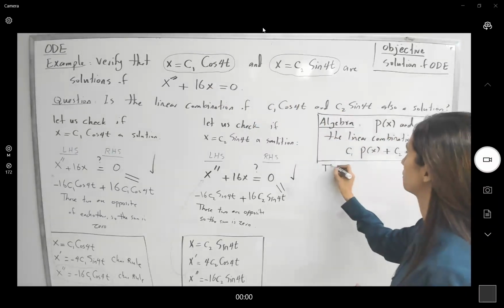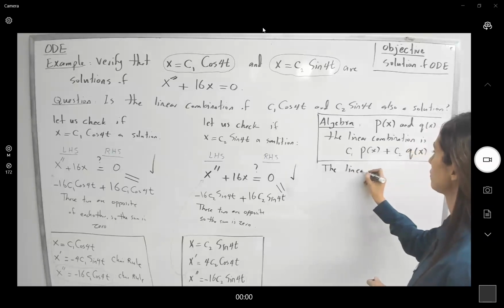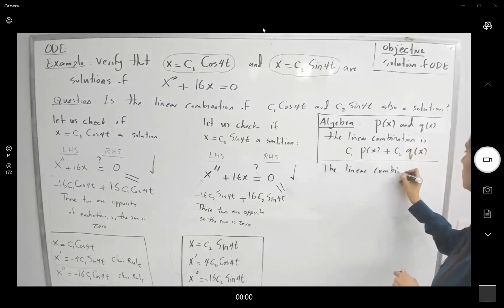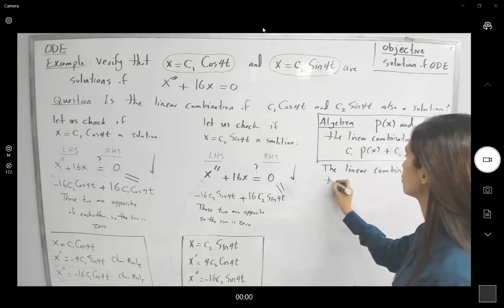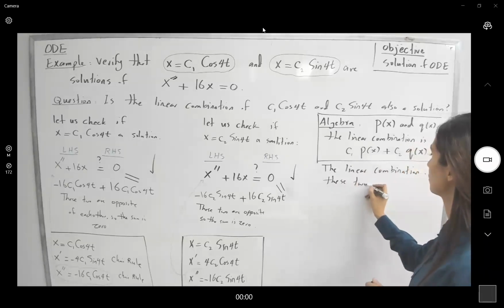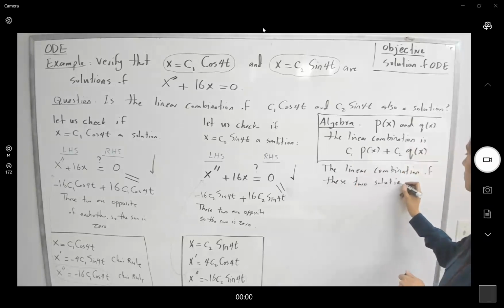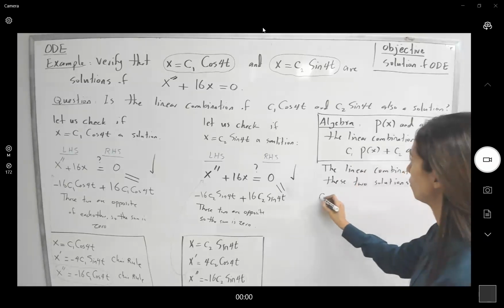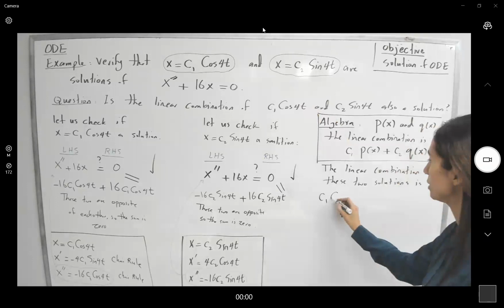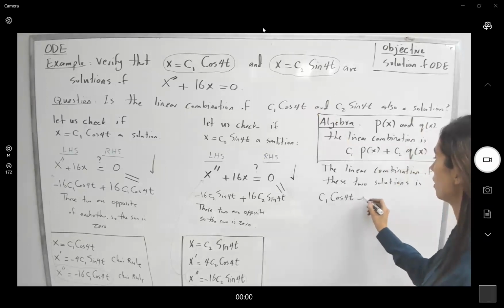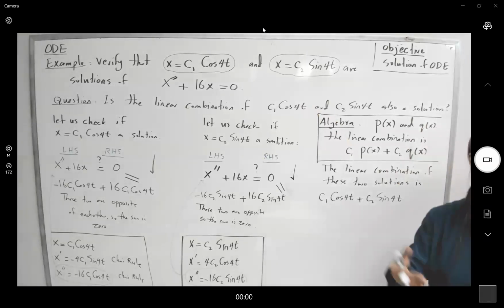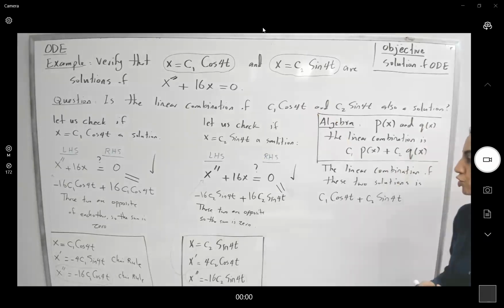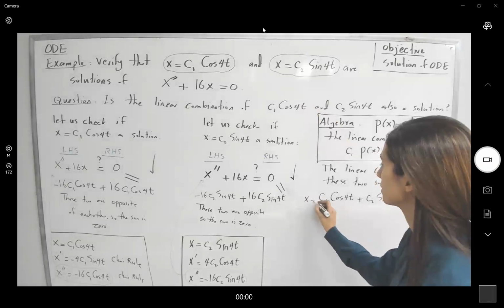The linear combination of these two solutions is C1 cosine 4t plus C2 sine 4t. This is a new set of solutions. You can call it x.